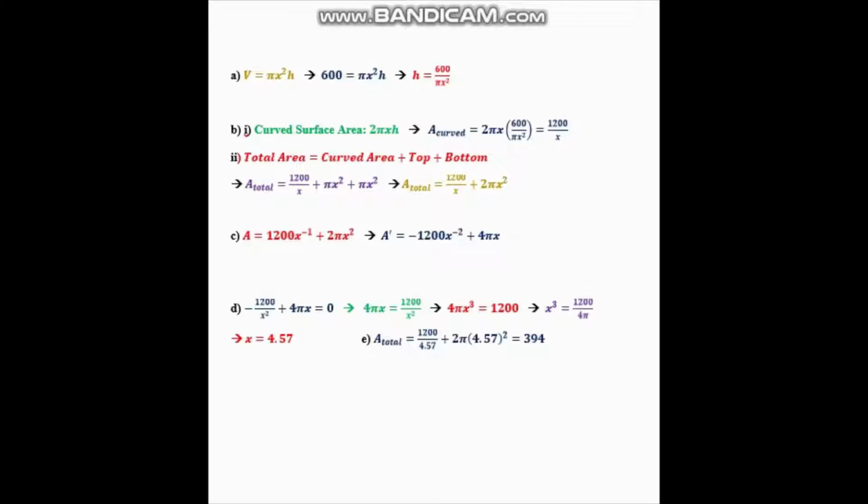So I'm just going to take the 4.57 and plug it into the gold expression right there instead of each of the x's, and evaluate this on my GDC, obtaining a final answer of 394. So take a minute to copy this down if you will, and I shall begin the next question shortly.